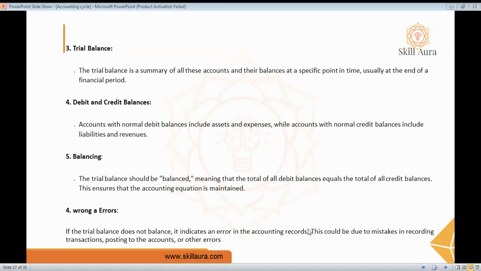And the next one is errors. Here, while preparing this trial balance, if it is not balancing, then it indicates an error or a mistake in the accounting records. So you have to go and verify and post it again.